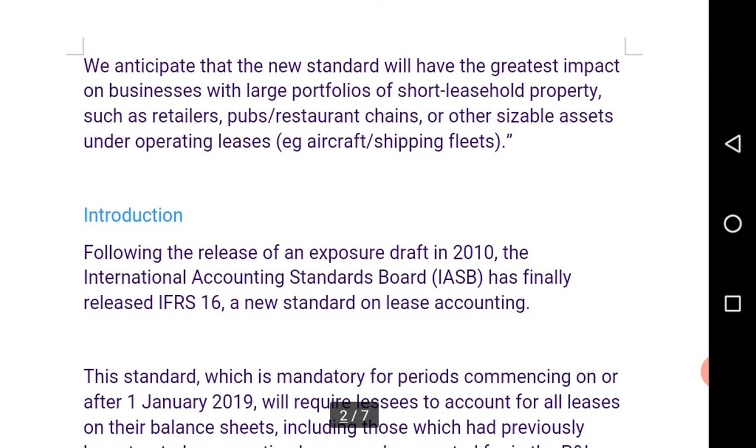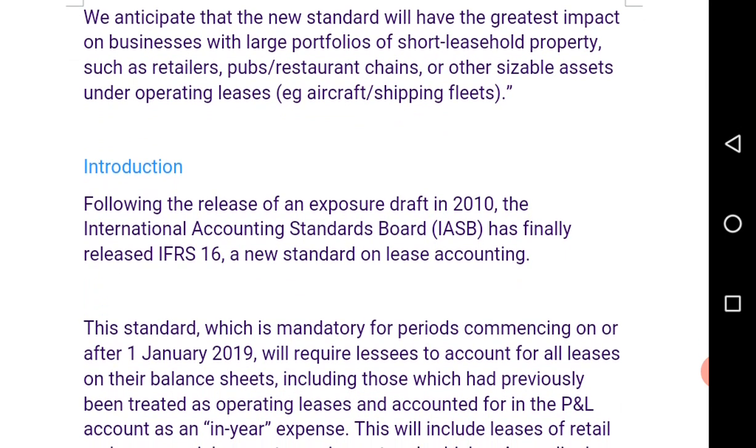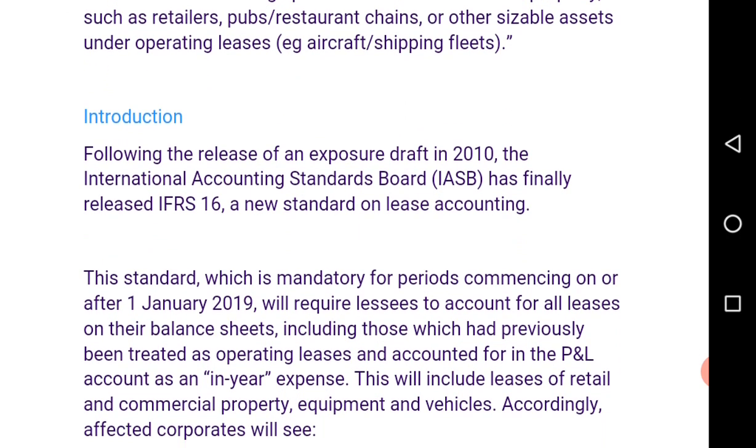Following the release of an exposure draft in 2010, the IASB, International Accounting Standards Board, has finally released IFRS 16, a new standard on lease accounting. This is to replace IAS 17, the previous lease standard. This standard, which is mandatory for periods commencing on or after 1st January 2019, will require lessees to account for all leases on their balance sheet.